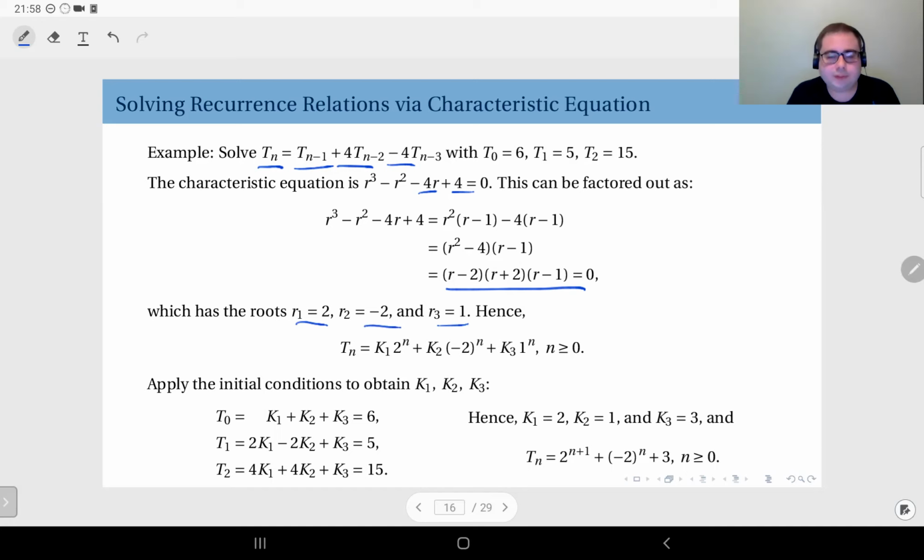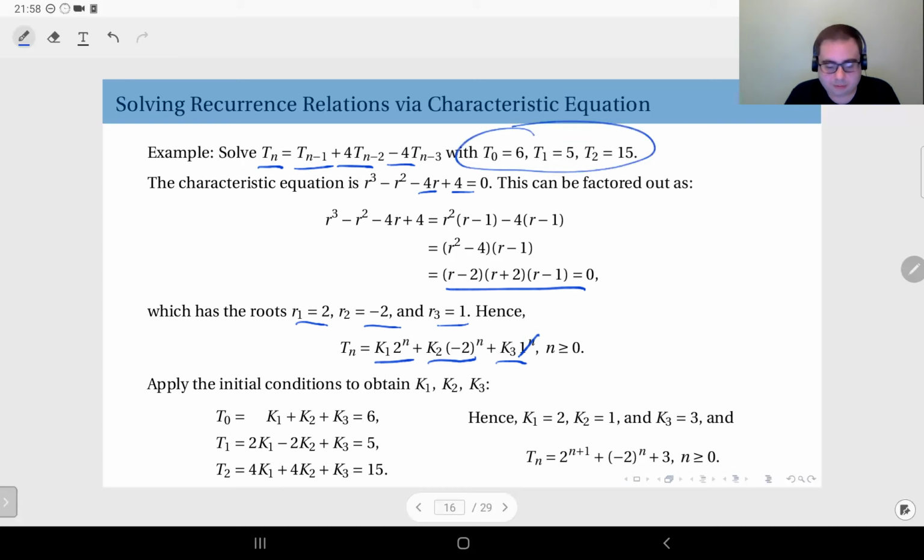Okay, so we have 3 distinct roots. Therefore, the solution is going to be of the form some constant times 2 to the power n plus some constant times minus 2 to the power n plus another constant times 1 to the n. So 1 to the n is already 1. You don't even need to write this. And how are we going to determine the coefficients k1, k2, k3? Of course, using the initial conditions.